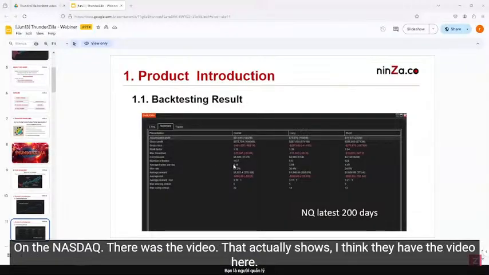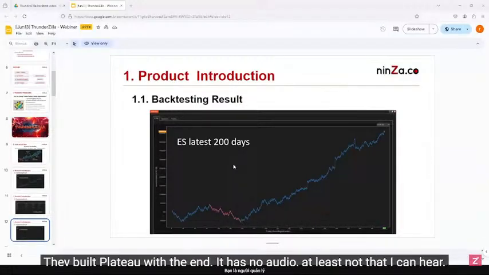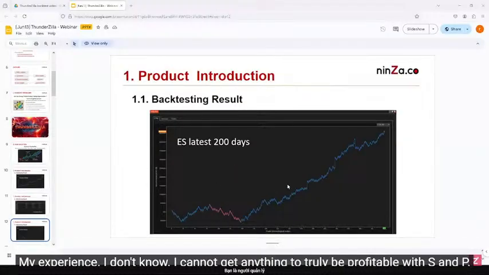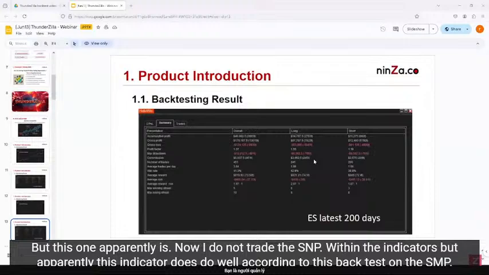But this is the back test. This is the S&P. And by the way, I think the S&P is by far the most challenging market to trade with indicators, in my opinion and my experience. I cannot get anything to truly be profitable with the S&P, but this one apparently is. Now, I do not trade the S&P with any indicators, but apparently this indicator does do well according to this back test on the S&P. So these are the details for that.